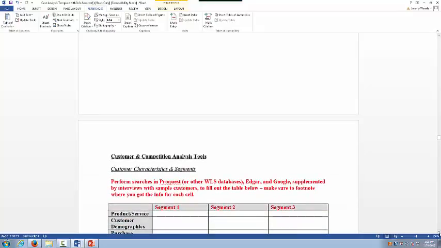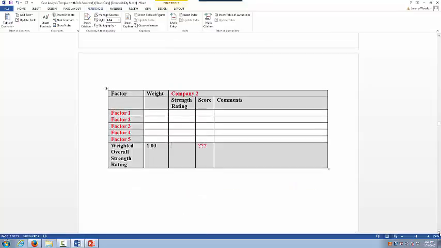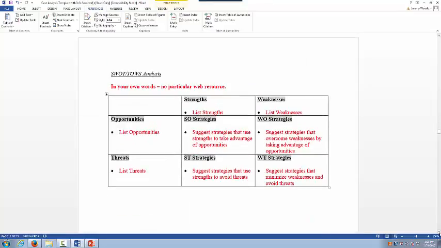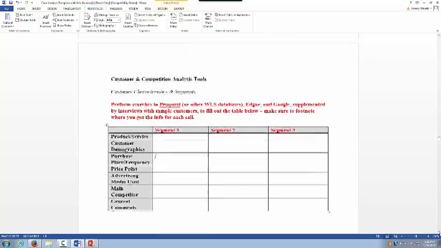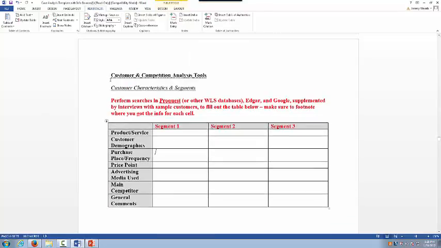And out of all of those elements, resource and capabilities assessment, competitive strength assessment, and the SWOT or TOES analysis, out of those, again, you're going to come up with one main recommendation and write about that in the summary section at the top of the document. Then we've got a section on customer and competition analysis. I'm going to talk about these things in class.